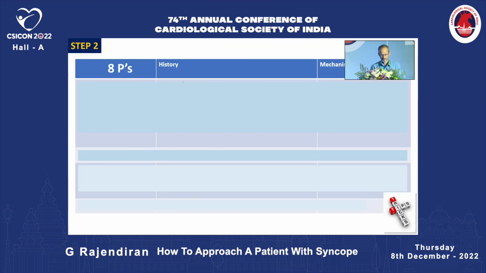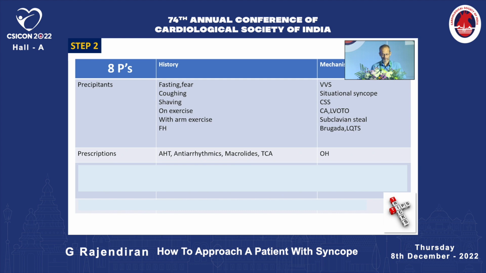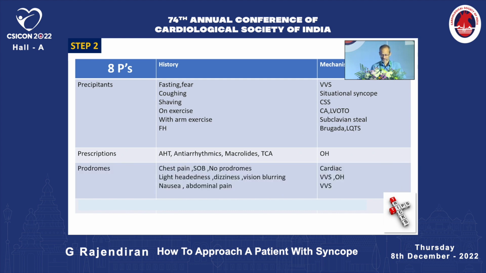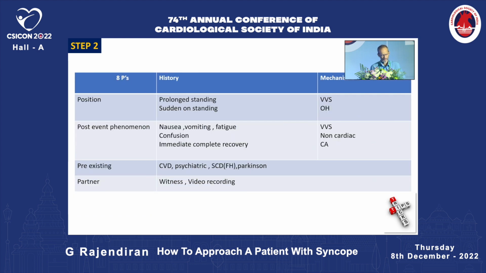Coming to the history, the most important thing is to follow the 8P method. 8P is precipitants. Do not forget to ask about the prescriptions. Go behind the prodromal symptoms. And all of us do ask, as cardiologists, about palpitations. Other important 4 P's are position of the patient when he had the syncope, post-event phenomenon, and what existing diseases they have. And the last is the most important thing which is being stressed these days: to ask the witness and ask them to take a video recording every time the patient has this problem.